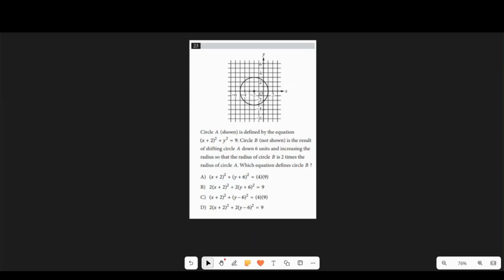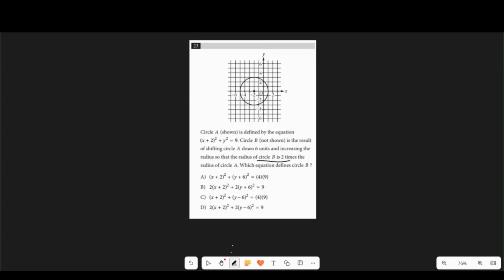This is a question from the official 2024 Test Bundle 6 Math Module 1. Circle A shown is defined by the equation (x + 2)² + y² = 9. Circle B, not shown, is the result of shifting circle A down 6 units and increasing the radius so that the radius of circle B is 2 times the radius of circle A. Which equation defines circle B?